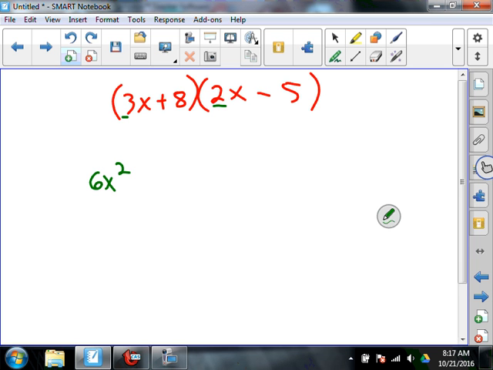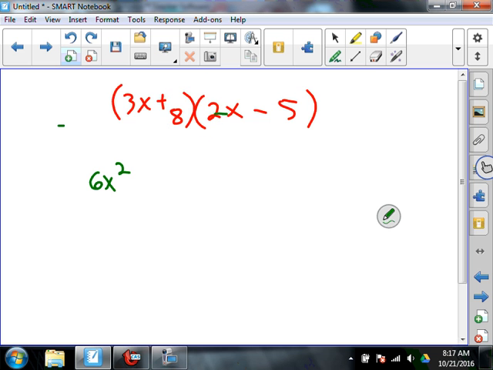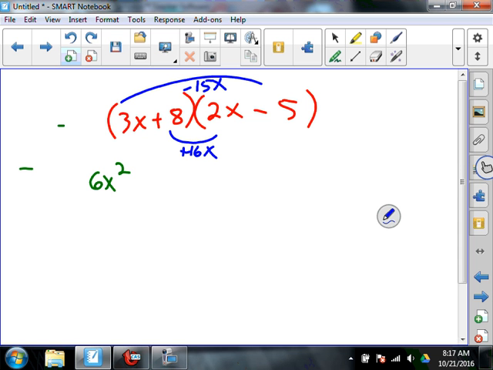Now, again, if you want to be fast at this, you're going to have to do the mental math in your head and think about that middle term. Think that this is going to be plus 16x. This is going to be minus 15x. So what's going to be the middle term? The middle term is what? Plus x. And then the last term? Minus 40. How are we feeling about this and next week?